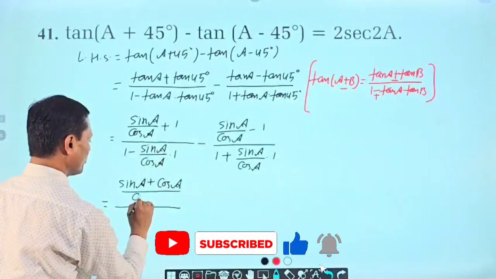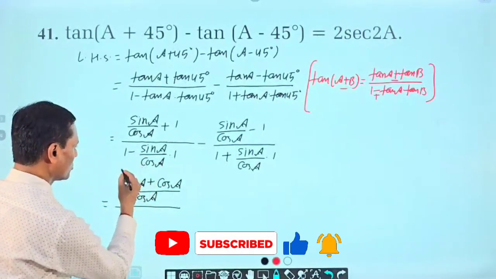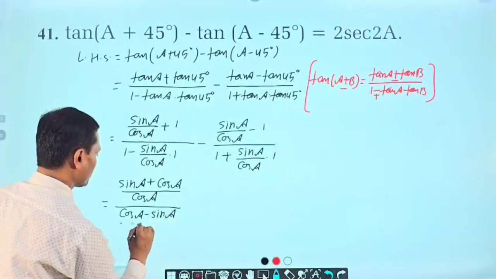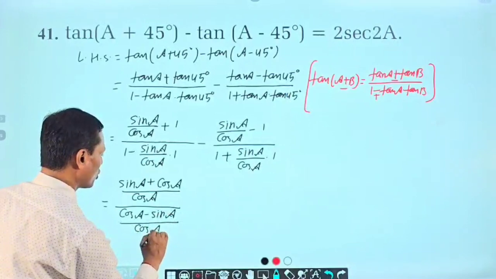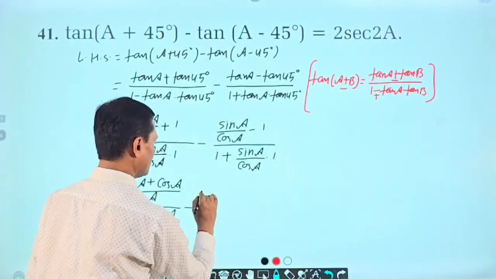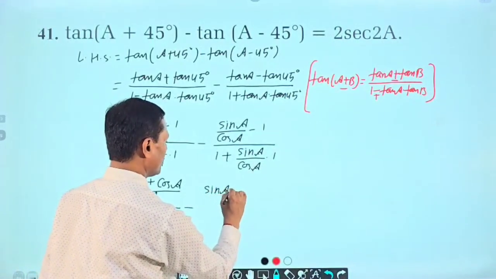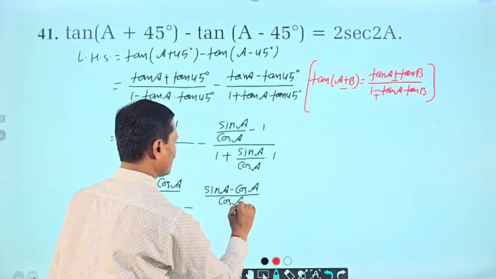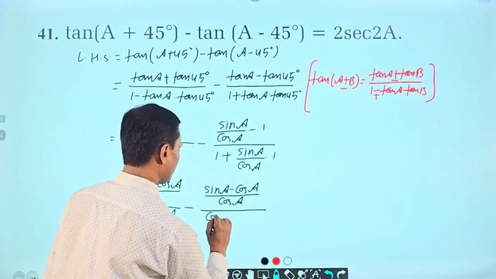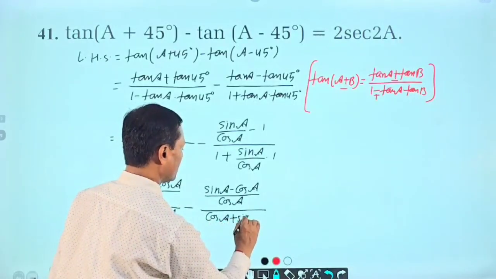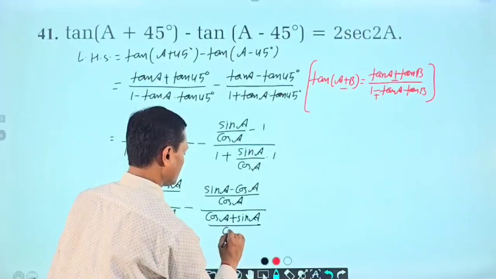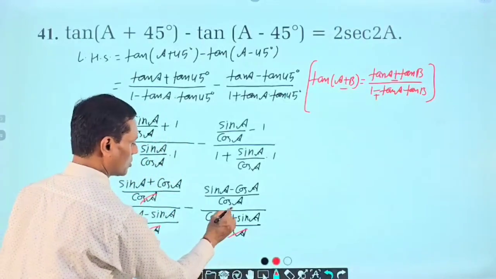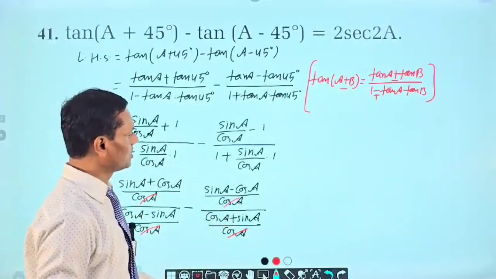At the denominator we write cos a, here also the same, cos a minus sin a. At the denominator we have here cos a, here is minus, same process, sin a minus cos a over cos a, and here is also cos a plus sin a over cos a. It's correct. So now we can cut cos and cos. Here also you can cut cos and cos, isn't it?